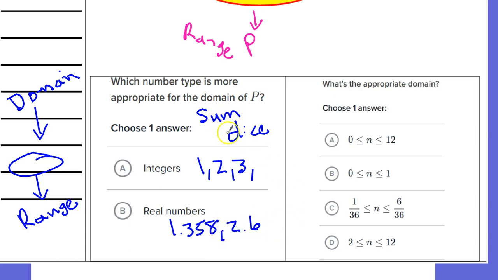2.6, okay? So the sum of the dice. Is the sum of the dice more like 1, 2, 3, or is it more like decimals? The answer is that it's more like 1, 2, and 3 because the dice only have particular numbers. And now, what's the appropriate domain?